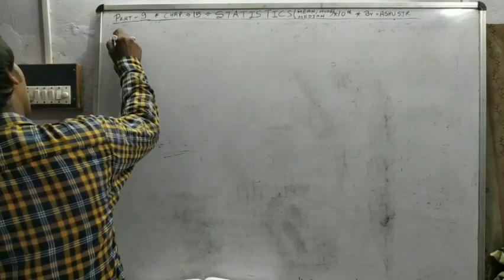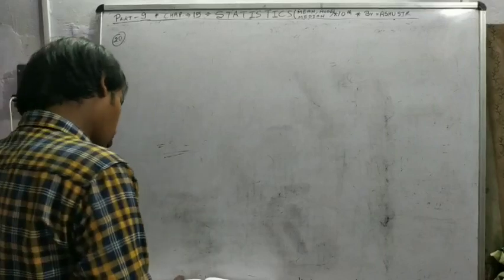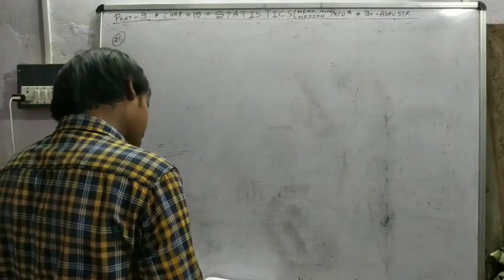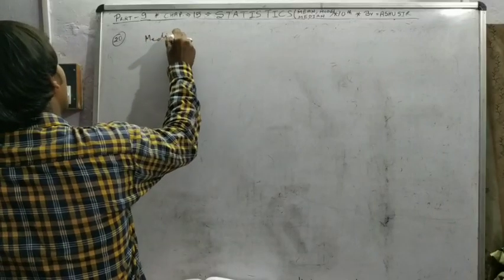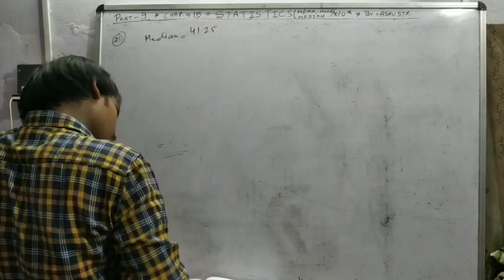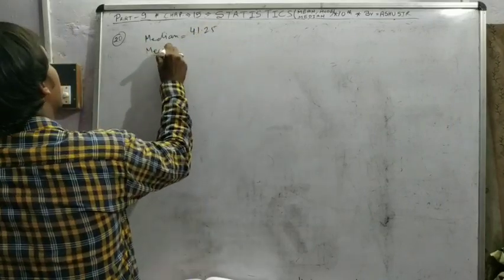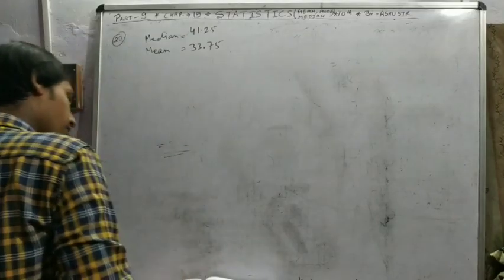You have to read the question. Please student, read the question very carefully, because when you do not understand the question, you can't solve the question by a simpler method. So the question number 20: find the mode of the data using the empirical formula when it is given that median 41.25, mean 33.75, find mode.